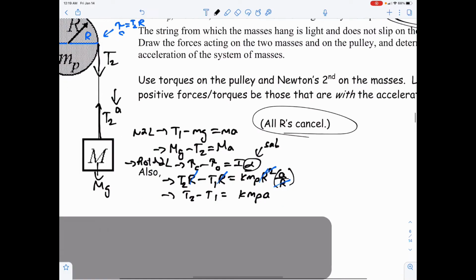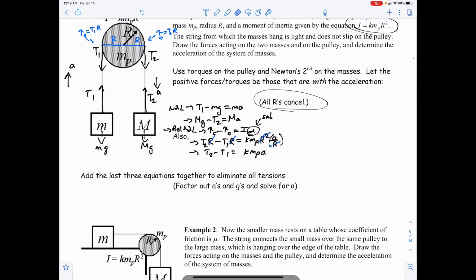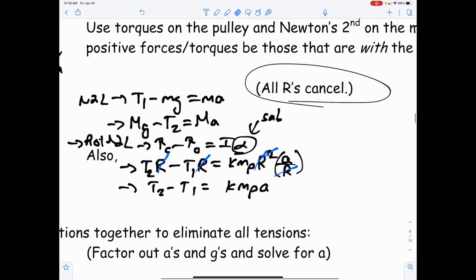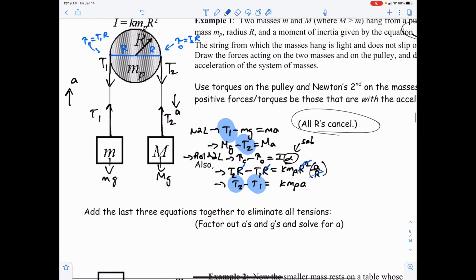Okay, so at this point, we have all three equations, and what we're basically going to do is take the first equation, solve it for T1, plug that value in here. Then we're going to take the second equation, solve it for T2, plug that value in here. Then when it's all said and done, we're going to isolate our variables, get all the accelerations together, and we will solve for A. Let's do this. Let's figure this out.